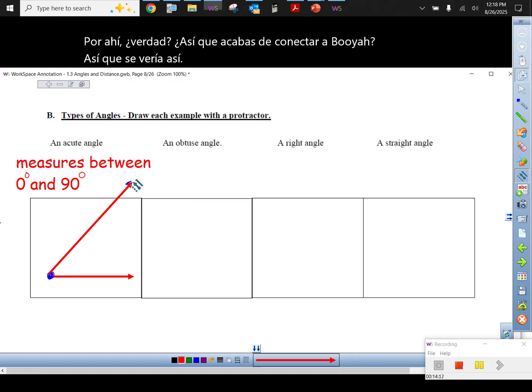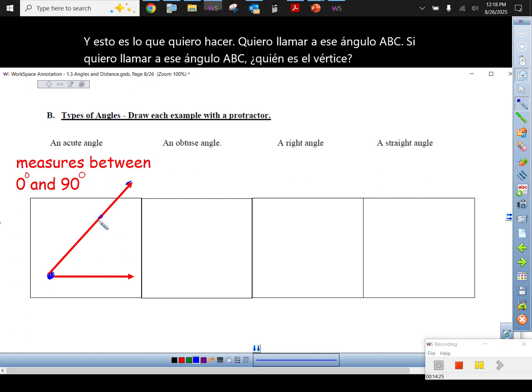Here's what I want to do. I want to name that angle, angle ABC. If I want to call that angle ABC, who's the vertex? Which one? B, because he's in the middle, right? So A is on one of the rays, B's down here, and C's there. The A and the C can be in different places, but B's got to be that common endpoint. How much should we measure this to be? We'll always put that on the interior of our angle. We'll put 50 degrees down there. That way, when you hand your paper to somebody else, they don't have to measure it. They know, oh, that's 50 degrees.